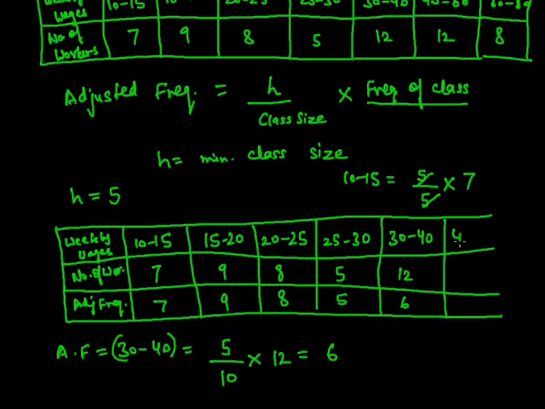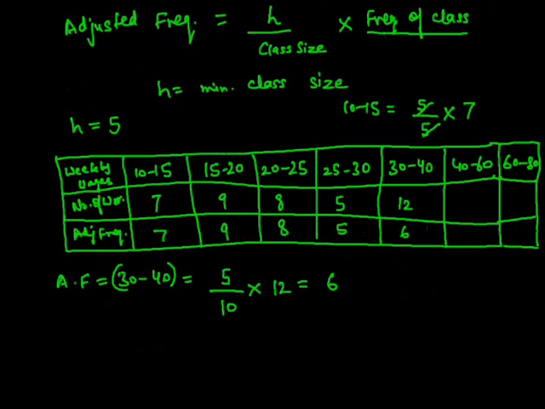Now again if we take the class 40 to 60, here you can see that the class size is different from the minimum class size. So what we have to do in this case is again find the adjusted frequency, which is equal to the minimum class size, that is 5, divided by the class size of the particular class, which is 20, into the frequency of the particular class, which is 12. That is, for 40 to 60 the frequency is 12.